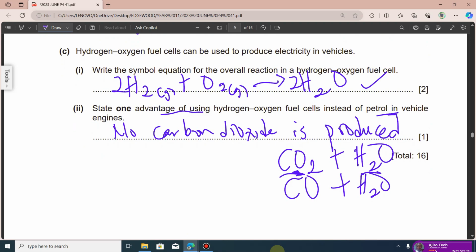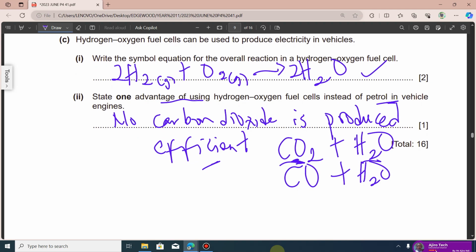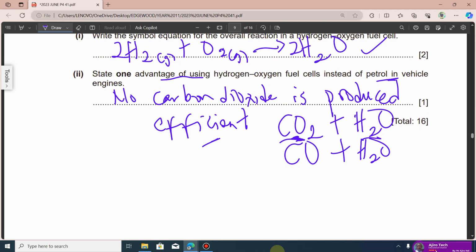Another advantage is that the hydrogen-oxygen fuel cells are very efficient. So they are efficient could also be a second reason why hydrogen-oxygen fuel cells are more preferable than the burning of hydrocarbons such as petrol.